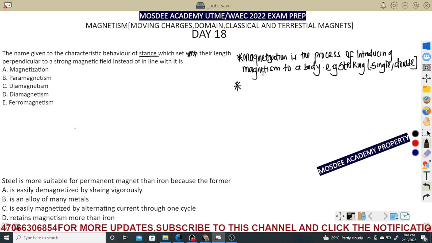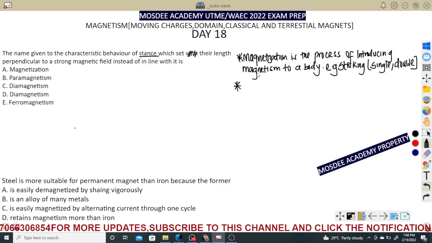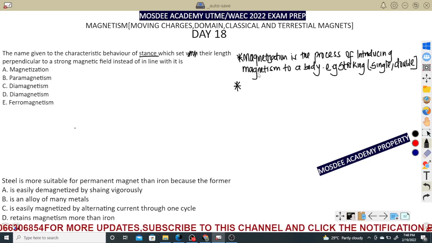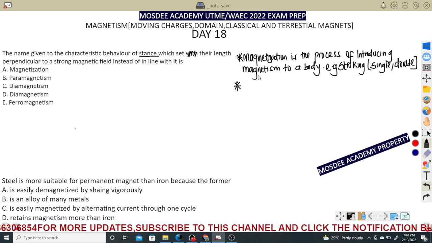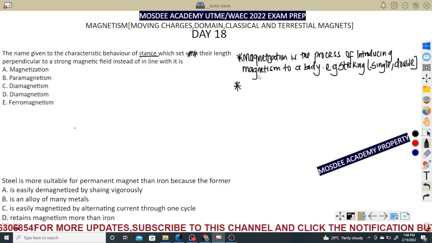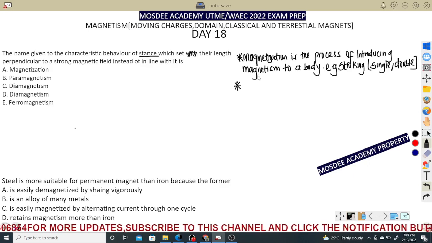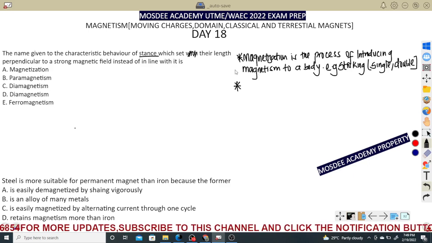Now there are some particular materials that have that kind of characteristic behavior. They have that property that makes them behave like a magnet, that is, they can easily magnetize. And those materials that have the characteristic behavior of being magnetized, even though there is a weak magnetic field, because we are still going to talk about field.